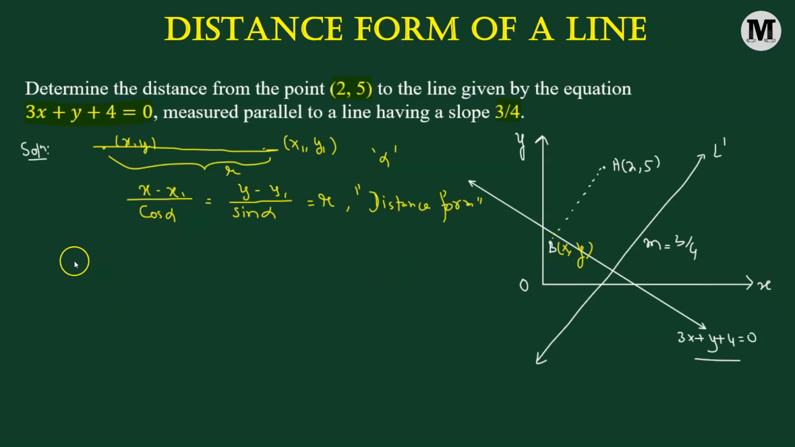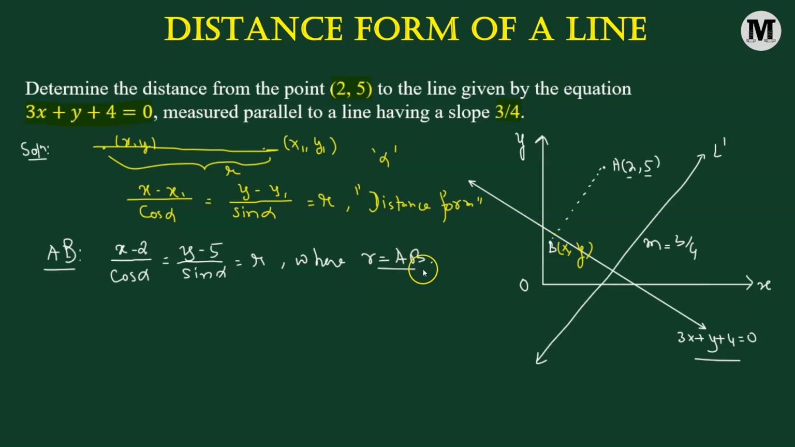We're going to apply the distance form to the line segment AB. Our distance form gives us x minus x1, where x1 is the x coordinate of point A, that's 2. So we have x minus 2 divided by cosine of angle alpha, equals y minus 5, since 5 is the y coordinate of point A, divided by sine of angle alpha. Let's say this equals r, where we suppose that r equals AB. That's what we need to obtain here. We need to find out the value of r. Now, we also need to find out the value of cosine alpha and sine alpha.